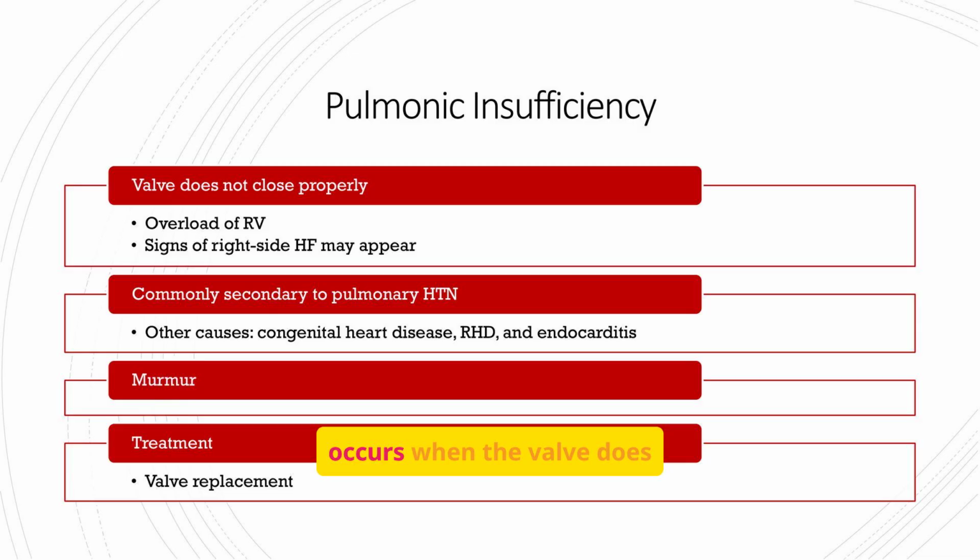Pulmonic insufficiency occurs when the valve does not close properly, leading to overload of the right ventricle and signs of right side heart failure. It's commonly secondary to pulmonary hypertension, but other causes include congenital heart disease, rheumatic heart disease, and endocarditis. A murmur is also a sign. The treatment is valve replacement.